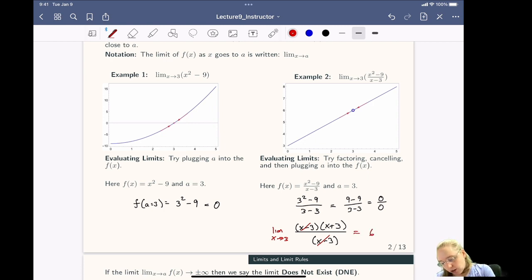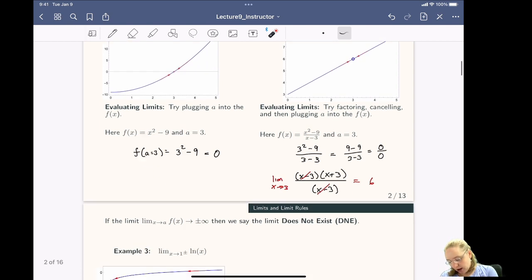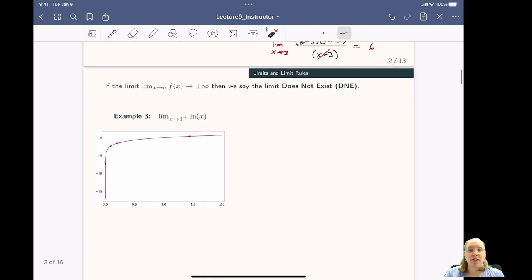All right, as you look at the plot, as you get closer and closer to a value of x equals 3, we approach the value of y equals 6. So this checks out. All right, so limits can get kind of crazy.